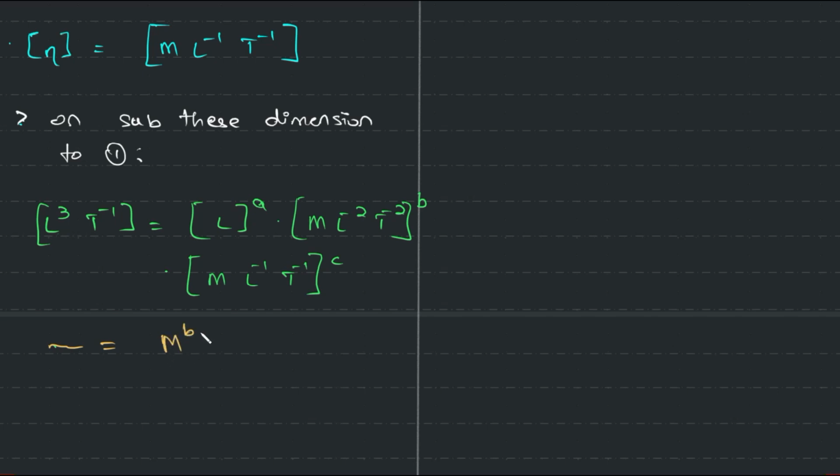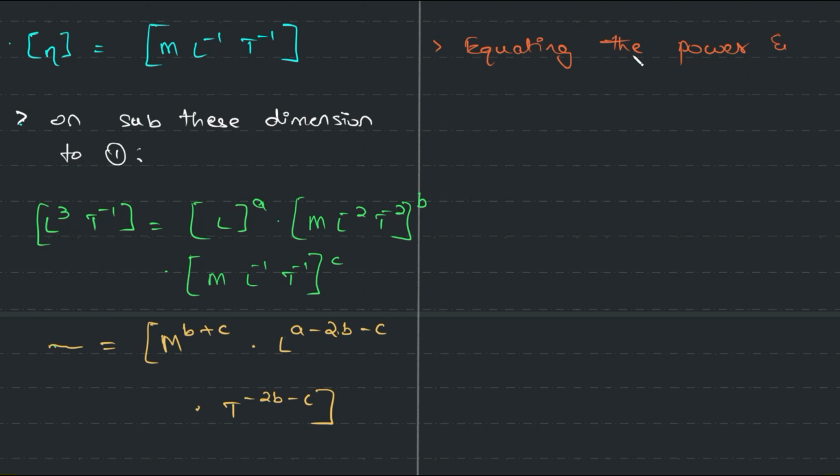M B plus C times of L A minus 2B minus C times of T minus 2B minus C. Okay. So now you can equate the power and solving.